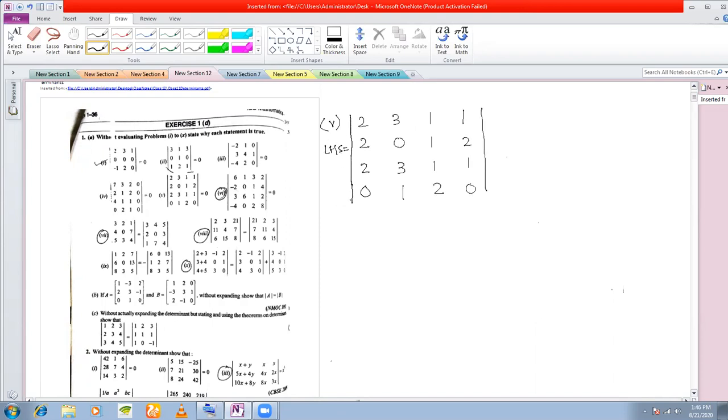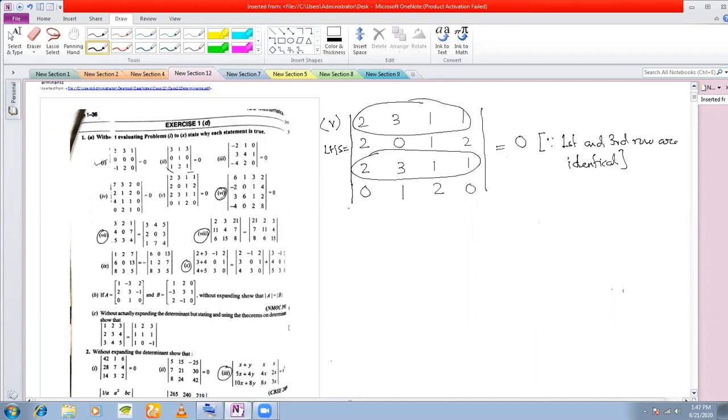You need to prove that the value of the determinant is 0. So can you tell me how the value of the determinant is 0? Two rows are identical. Which two rows? The first and third. Yes, exactly. This row and this row are identical. So I'll write 0 and give my reason: since first and third rows are identical. Finished. This is all one line. This is only for you to understand the properties.